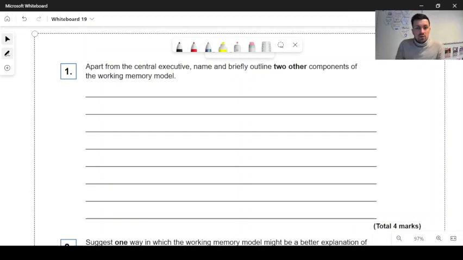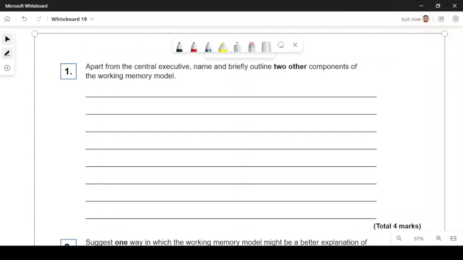So, if we have a look at the first question, the question is, apart from the central executive, name and briefly outline two other components of the working memory model. So the first thing you want to do is break down the question, just like we've said before, and identify obviously the command words here and obviously the marks. Always start by doing that so you know exactly what it's saying.